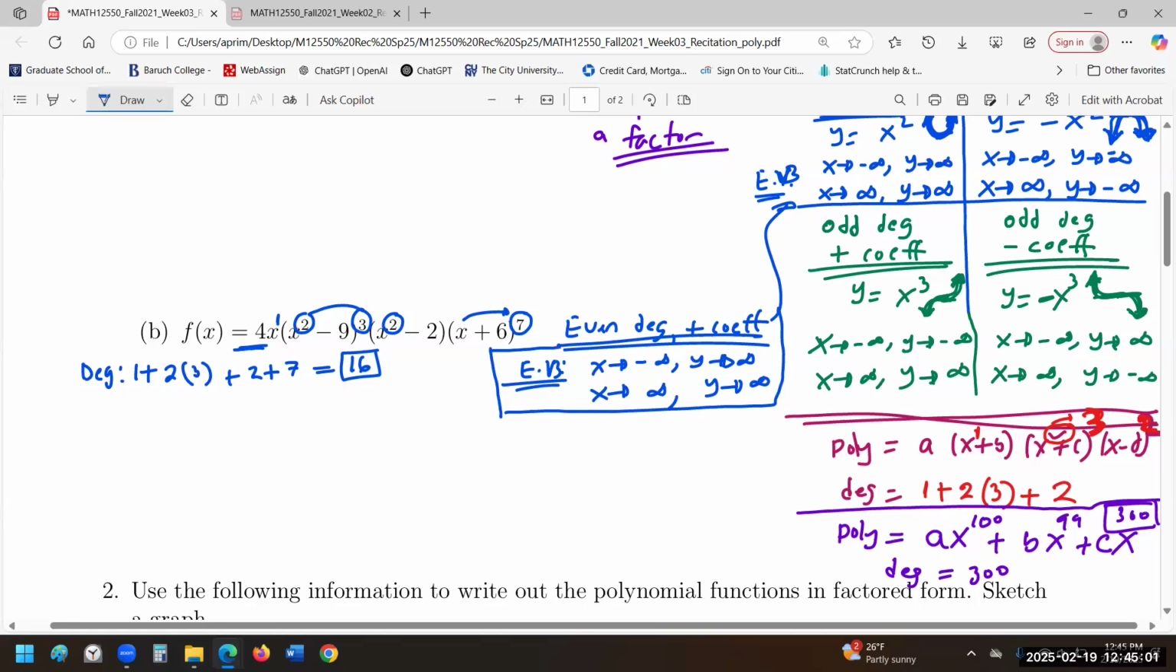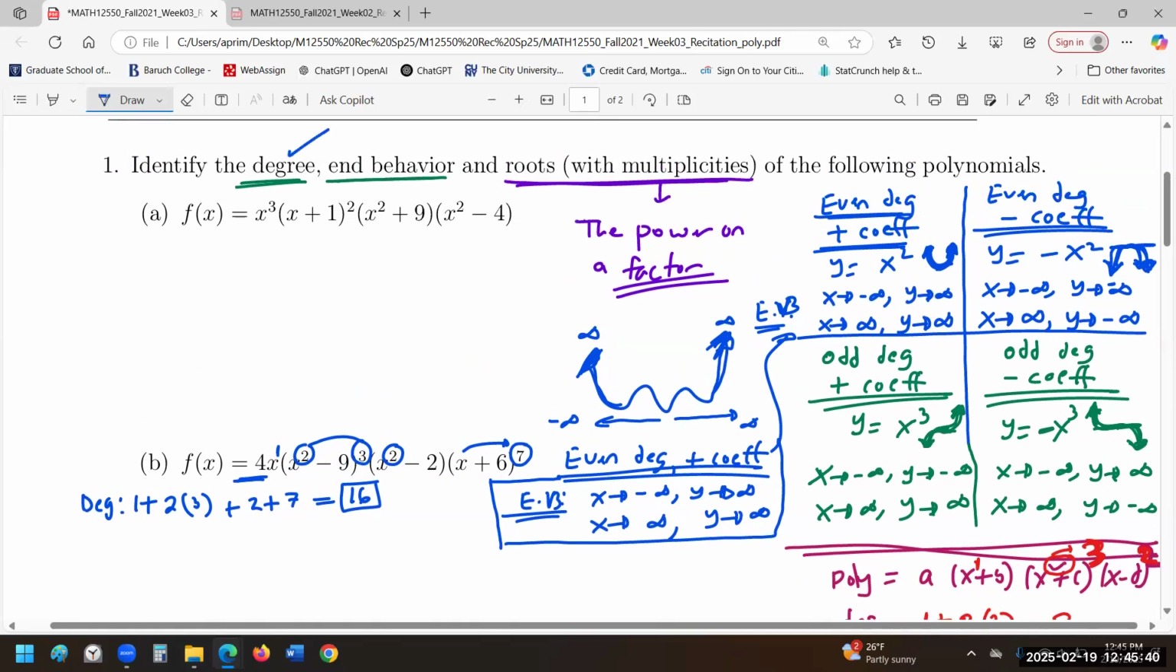Okay, so we don't know the shape of this graph, but we do know it's an even degree with a positive coefficient. So it will look something like this, where both ends go upward. When x is going to negative infinity, y is going to positive infinity. When x is going to positive infinity, y is still going to positive infinity. We don't know the shape, but this is a sketch of how it should look. Any questions so far? No.